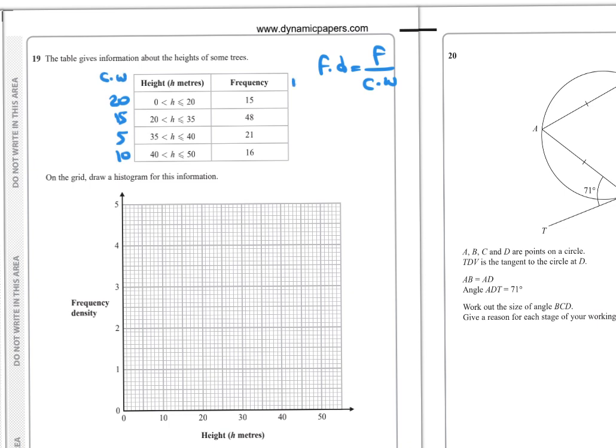Now to find the frequency density, divide frequency by class width. So 15 divided by 20 equals 0.75. 48 divided by 15 equals 3.2. Then 21 divided by 5 is 4.2. 16 divided by 10 is 1.6.